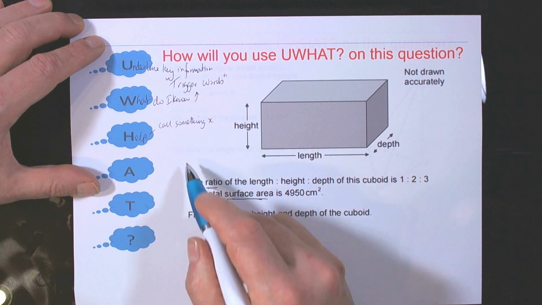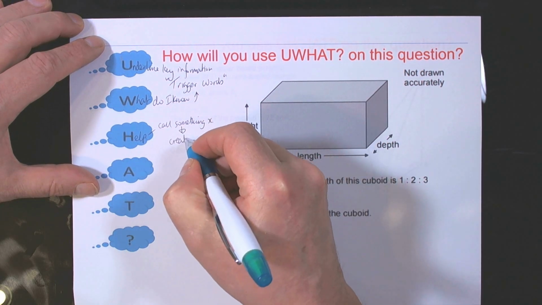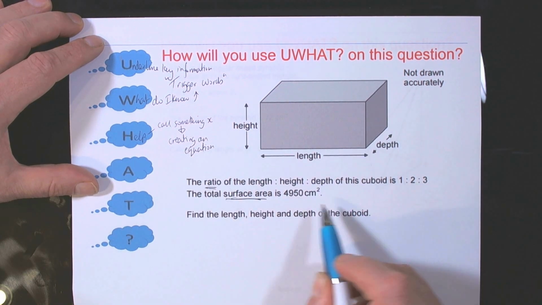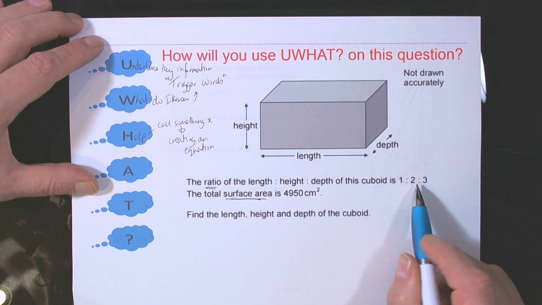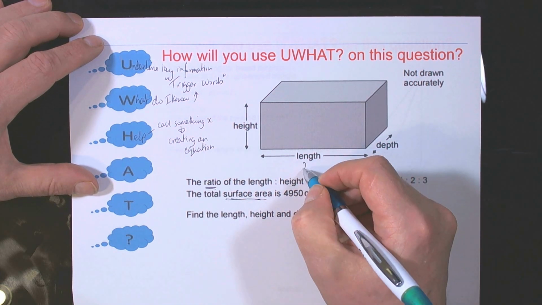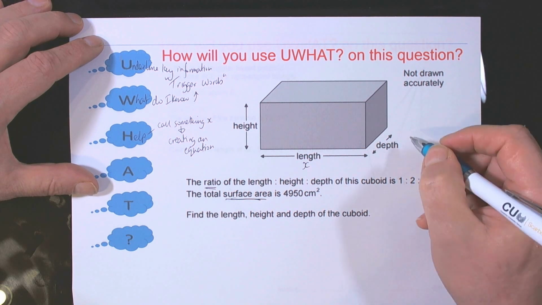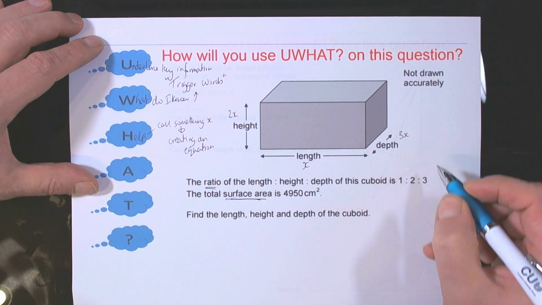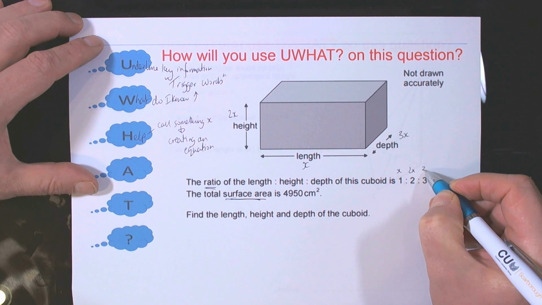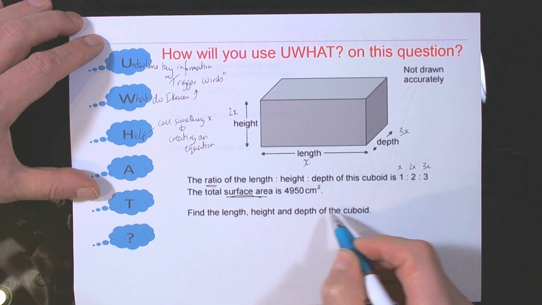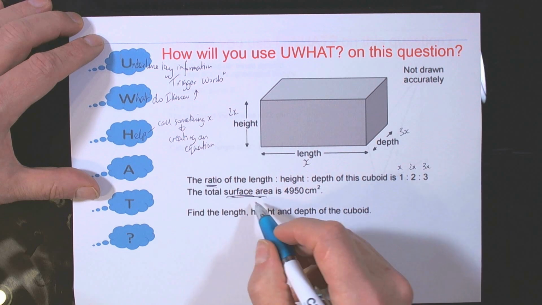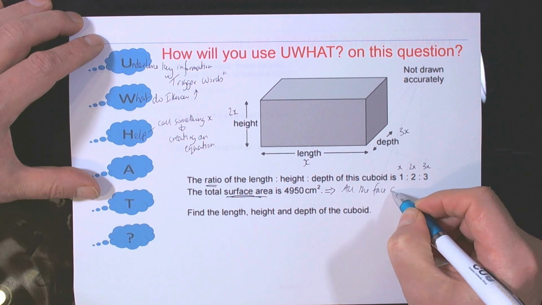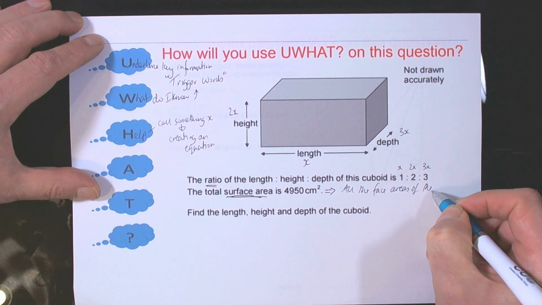So let's have a look. So that means we're going to end up creating equations. Okay, so the ratio of the length to the height to the depth is 1 to 2 to 3, so we might as well call the length x. Then we know the height is 2x, and we know the depth is 3x, because we're using the ratio to help us. That was x, 2x, and 3x. We can see the question talks about surface area, so what do I know about surface area? Well, it's all the face areas of the shape added together.